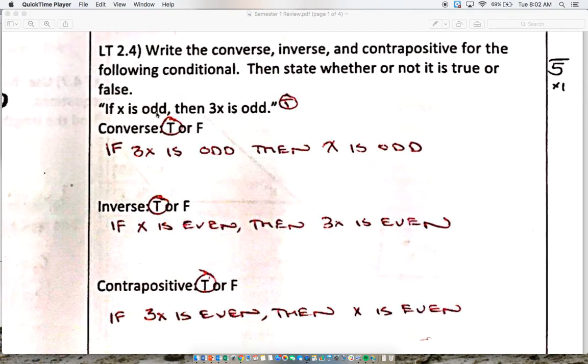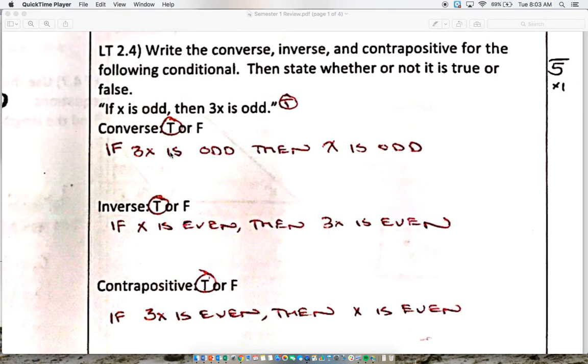Our statement, if x is odd, then 3x is odd. Well, that is a true statement. You can come up with a number of examples for x being odd, and if it is, well, like 3 times 1 is 3, that's odd. 3 times 3 is 9, that's odd. So that's true. The converse, remember, you're going to switch them. So the if part goes there, and then the then part goes here. So if 3x is odd, so this whole thing right here, then x is odd.